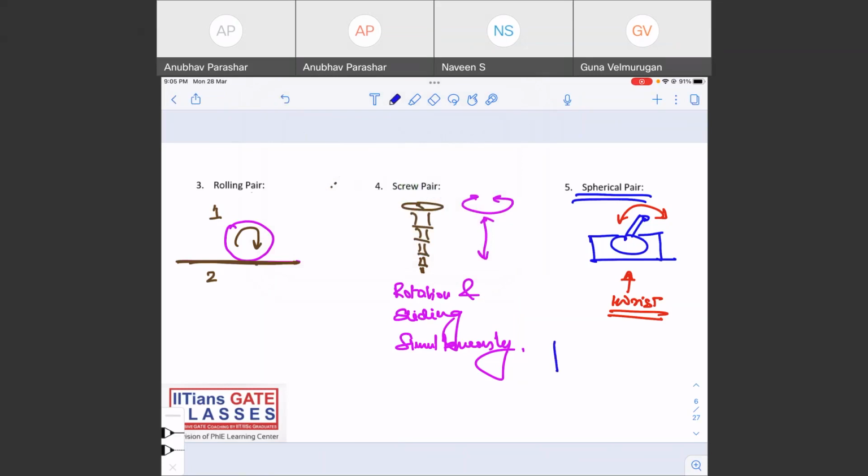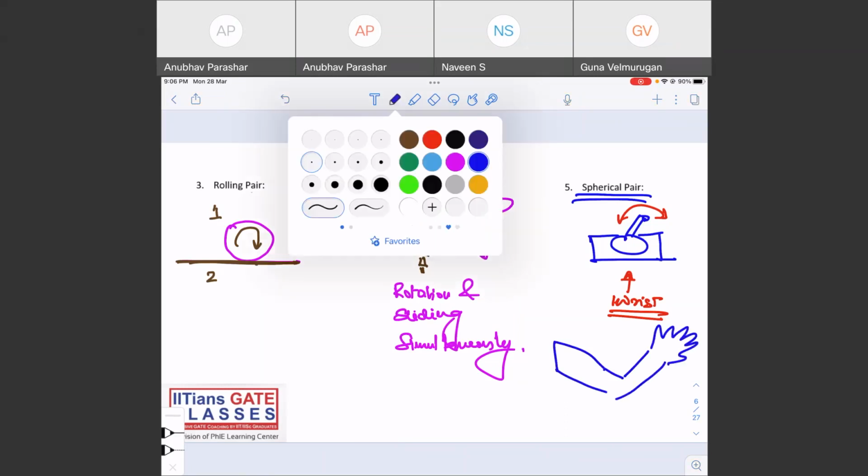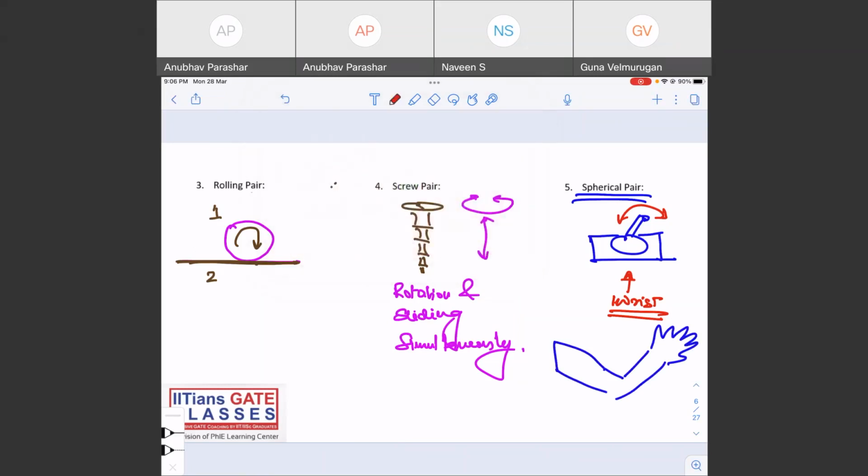Suppose this is the body. Then you have the shoulders, then you have the arm, then you have the wrist. Okay, so there are three joints. Here you have one joint, here you have one joint, here you have one joint. 1, 2, 3. Can you tell me if all of them are spherical pairs? Yes or no? All of them are spherical, or do you have some other opinion?